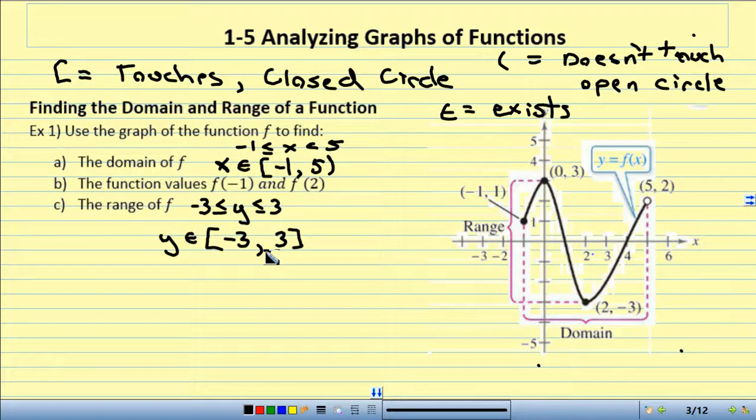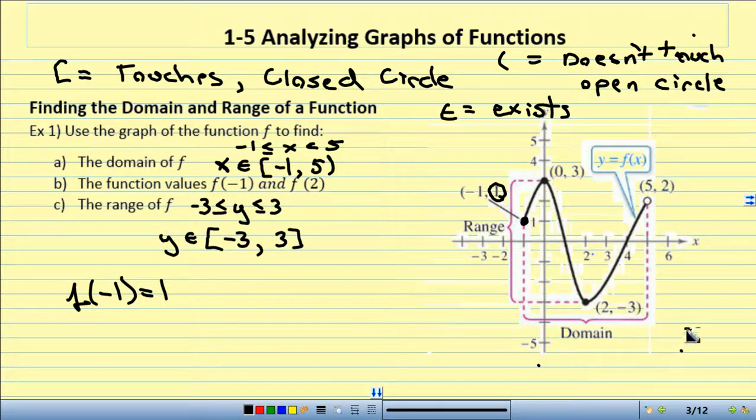So I've got right here function values, f of -1. All I'm asking is, f is a fancy way of saying y. So f of -1, I'm saying what is the y value when x is -1? So I just go over to x being -1 and find its y value. Here's my point, and at x equals -1, the y value is 1. So I say f of -1 equals 1.